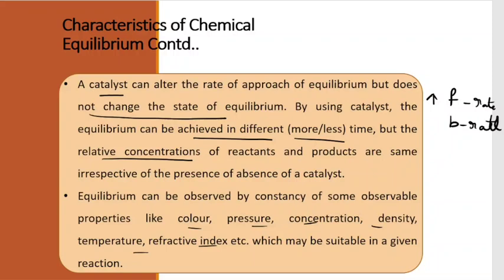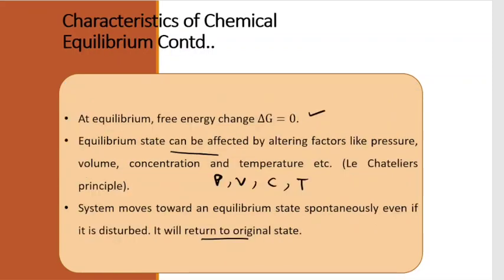And we already know about the constancy of some properties like color, pressure, concentration, etc. at equilibrium. And at equilibrium, the delta G value is 0. We can disturb the equilibrium by factors like pressure, volume, concentration, and temperature. If we disturb the equilibrium, it changes its position and moves towards the equilibrium state spontaneously on its own and will return to the original state, which we are going to discuss now.